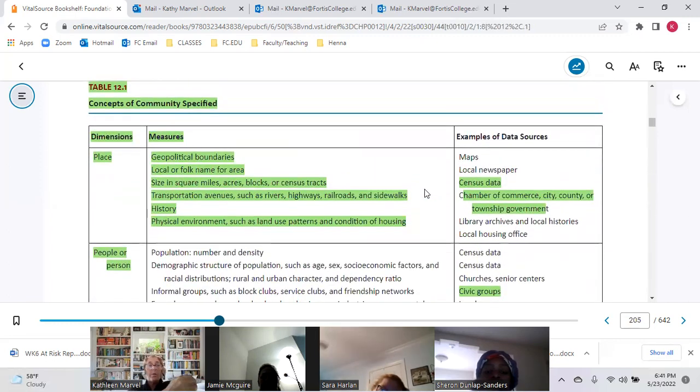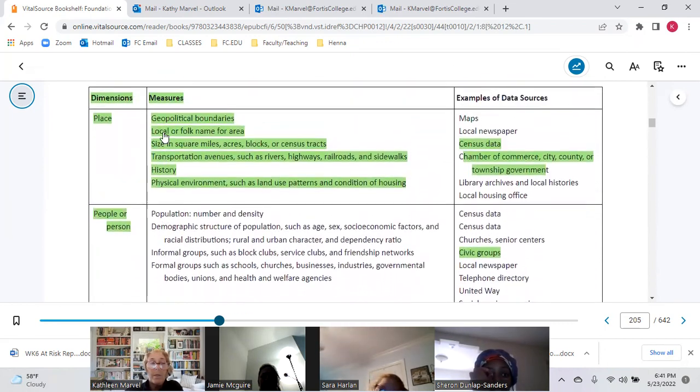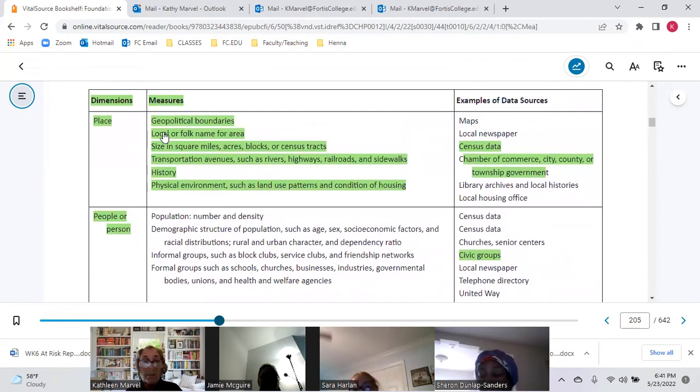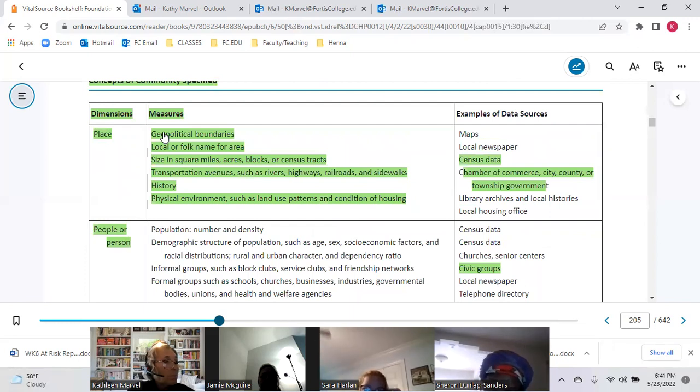So what are the three concepts of community? The three concepts of community are here in table 12.1. We need to know these three. This helps us organize our entire community assessment. They are place, people, and function. Let me read you a summary of this. Community refers to dimensions of place, people, and function.